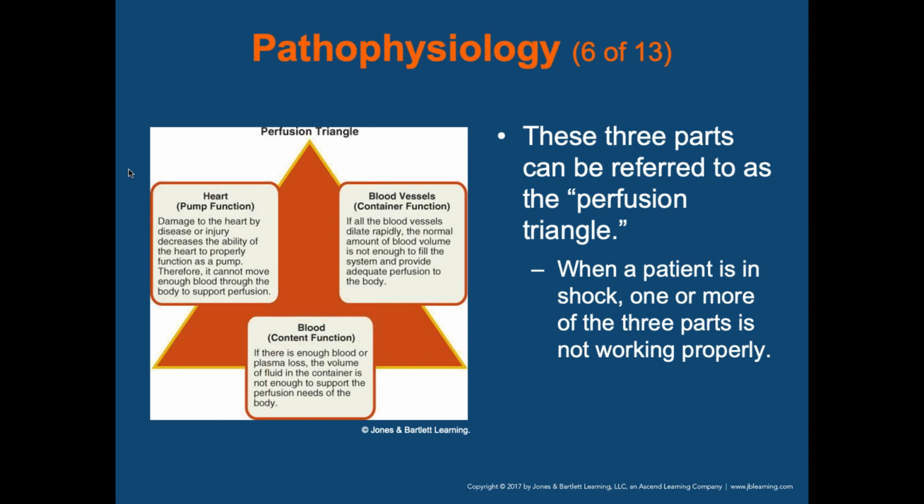So damage to the heart by disease or injury decreases the ability of the heart to properly function as a pump. Therefore, it cannot move enough blood through the body to support the perfusion. The pump doesn't work, it fails. That's what we call cardiogenic shock. The heart is failing. Blood vessels, container function. If all blood vessels dilate rapidly, the normal amount of blood volume is not enough to fill the system to provide adequate perfusion to the body. That would be our distributive shock.